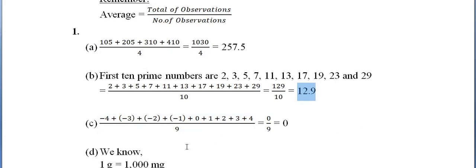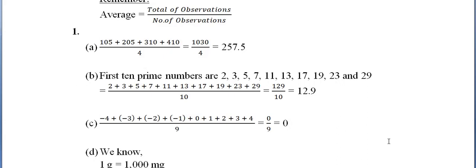Now 1c, the integers in the range of -4 to +4. So from -4 up to +4 you have to go. That is your range. So -4 plus -3 plus -2 plus -1 plus 0 plus 1 plus 2 plus 3 plus 4. If you add all these together, you will get 0 as your answer. Now you can see how many integers are here: 1, 2, 3, 4, 5, 6, 7, 8, 9. That's why we are dividing by 9. So 0 by 9 equals 0. Very simple.